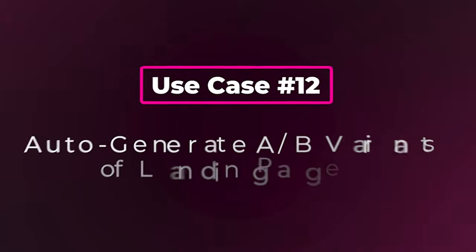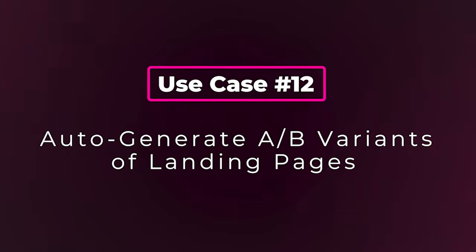Use case 12 is all about auto-generating A/B variations of a specific landing page. Your landing page is your digital storefront, and testing variations usually requires developers, designers, and time. Now you can use Nano Banana to do it in seconds.